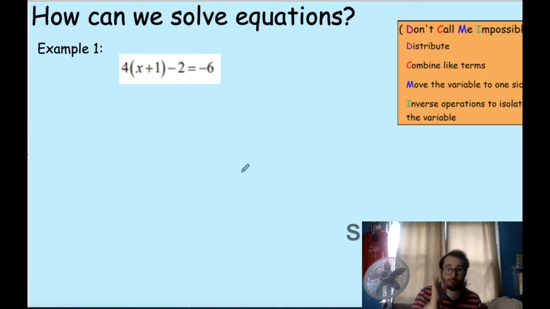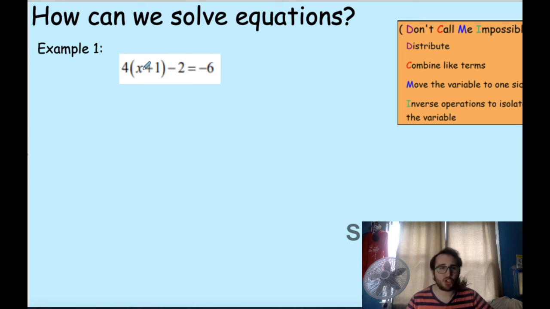For example, I can move that -2 to the other side. I can divide both sides by 4. I can do a lot of crazy things that maybe you may not know that you could do. But I want to stick with our steps because our steps will always work. So let's do it together.